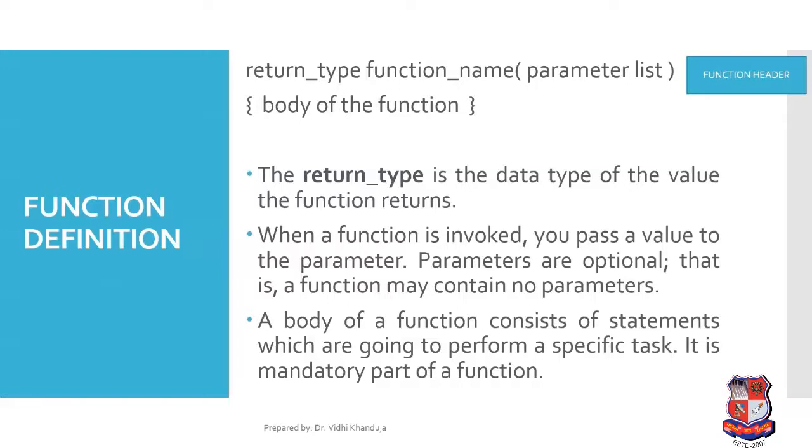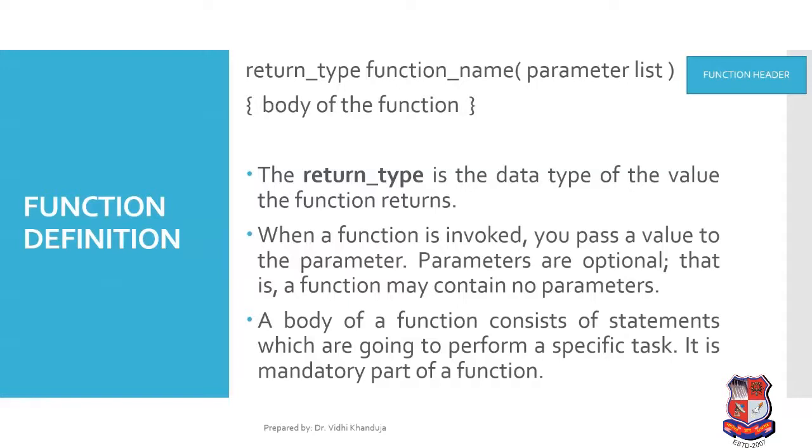Now, function name. The user can choose any name, but it should be a valid C identifier. Normally, the name is given according to the task performed by the function. For example, if a function adds two numbers, we may call that function add. Next part is the parameter list, also known as the formal parameters. It declares the variables that will receive the data sent by the calling program. We will discuss this in detail in the next slide.